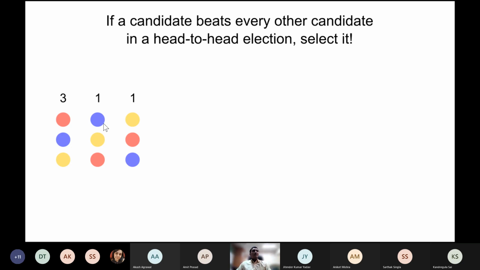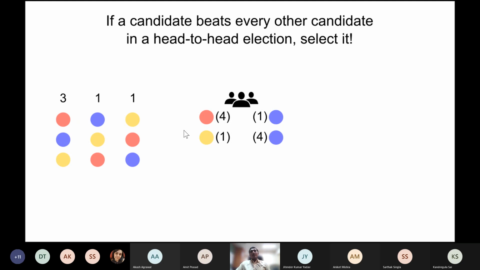Suppose this is the input for our problem. Let's look at how these head-to-head elections work out. Let's compare red and blue. In this election, 4 voters prefer red to blue, these 3 and this one here, and 1 voter prefers blue to red. So red wins this head-to-head election against blue.